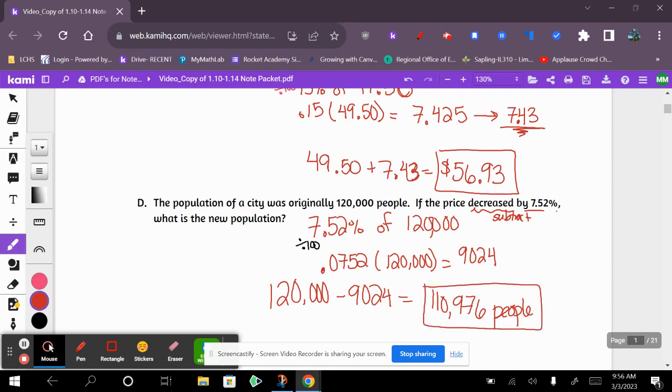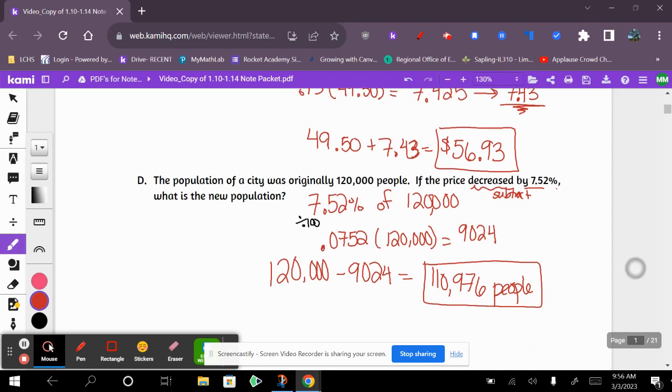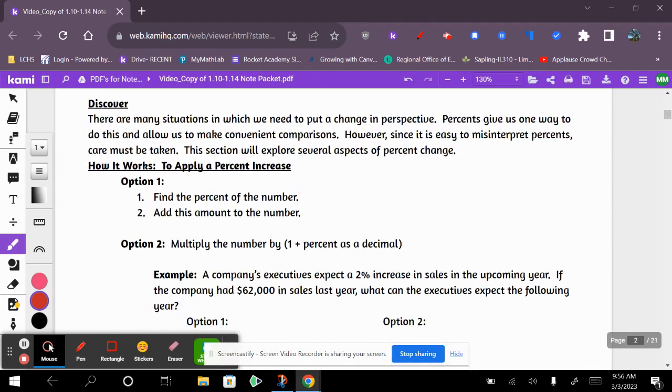Okay, so that's just kind of a quick review of the topics that we have covered, even looking back to cycle 0. So now we're going to go ahead and look at our next topic. There are many situations in which we need to put a change in perspective. Percents give us one way to do this and allow us to make convenient comparisons. However, since it is easy to misinterpret percents, care must be taken. This section will explore several aspects of percent change.